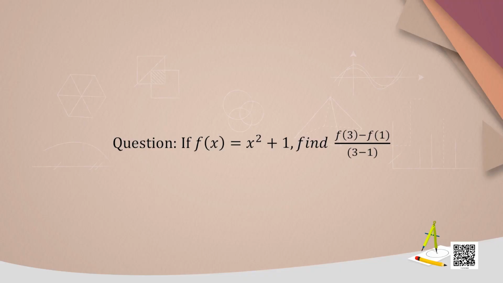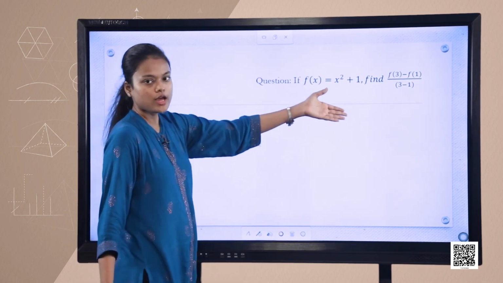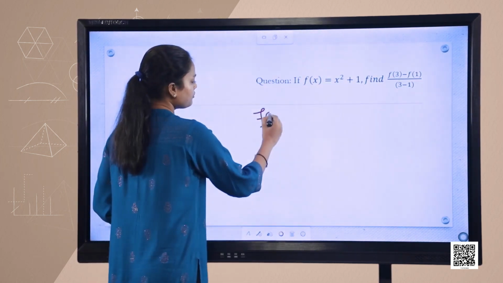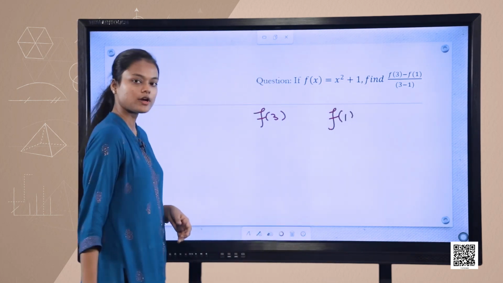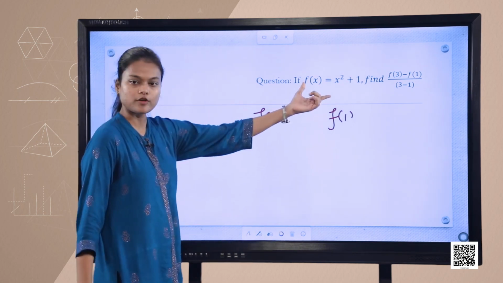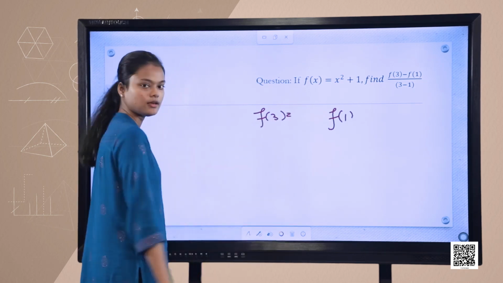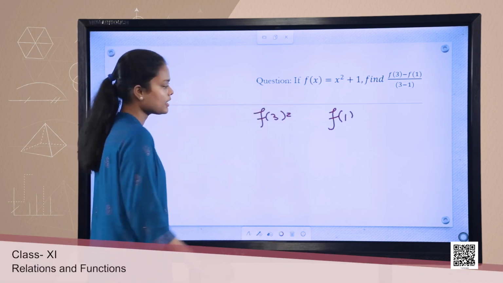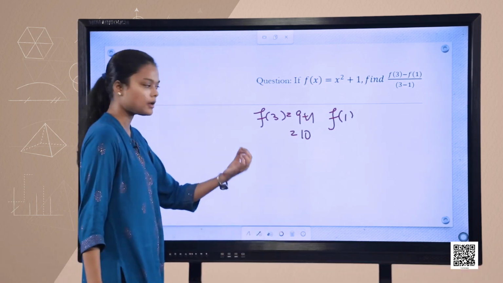Here f of x is a polynomial function which is x square plus 1 and we have to find the value of this given expression. In this, what values do we have to first find? f of 3, f of 1. We have to first find the image of the elements 3 and 1 of this polynomial function. So on putting the value, what is the image of 3 in this function f? It is 9 plus 1 gives us 10. That means 3 is mapped to 10.